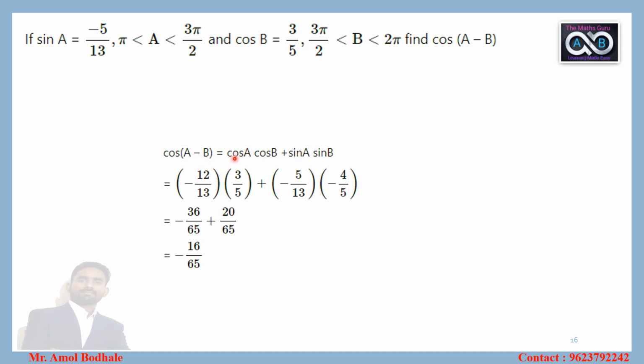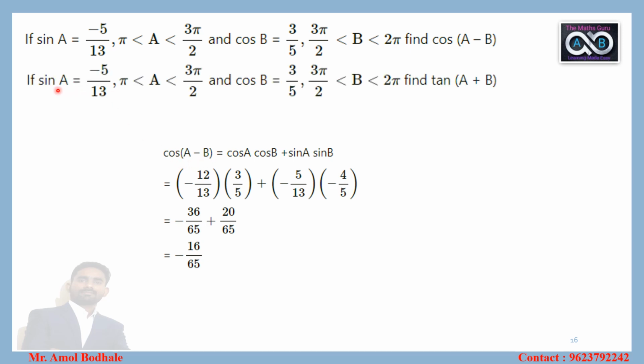Now let's put in the values: cos A is minus 12 upon 13, cos B is 3 upon 5, sin A is minus 5 upon 13, and sin B is minus 4 upon 5. So let's take the multiplication. Minus 12 into 3 is minus 36, upon 13 into 5, which is 65, with the plus symbol as it is. Negative into negative is plus, 5 into 4 is 20 upon 65. Here the denominators are the same, so let's add the numerators. Minus 36 plus 20 is minus 16 upon 65. In this way we get the value of cos of A minus B.